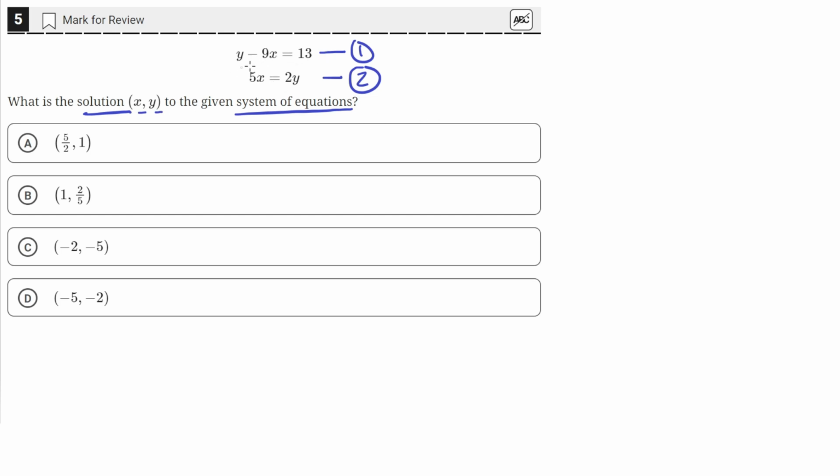So looking at this first equation here, we can see that we can isolate for y. And we can do that by adding 9x to both sides. So when we add 9x to both sides of this equation, on the left side we'll be left with a y, and on the right side we'll be left with 9x plus 13. So now we know that y is equal to 9x plus 13.